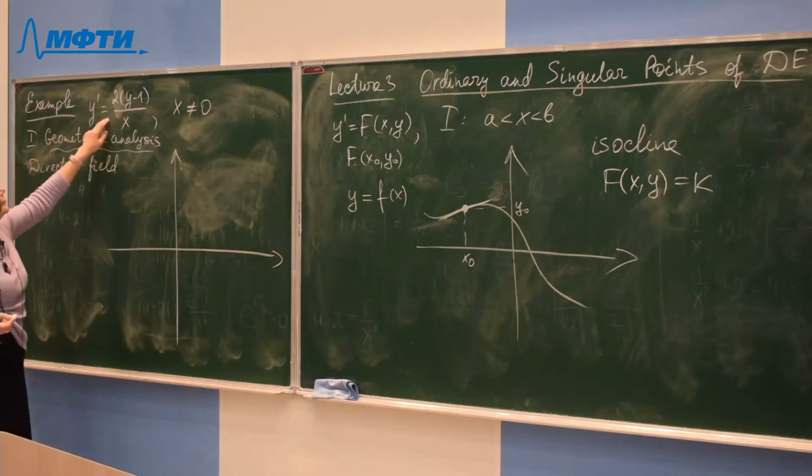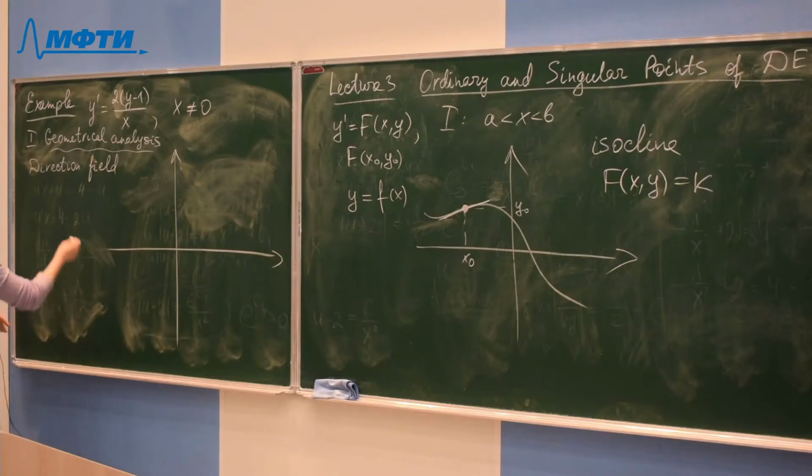Okay, and let's do it here. So we have this equation. Let's construct isoclines. Isoclines will have the following equation: 2 times (y minus 1) over x equals k. This is an equation for an isocline. Then let's solve it for y, and we will get the following: y equals k half x plus 1. I think it's this, right? So this is an isocline.